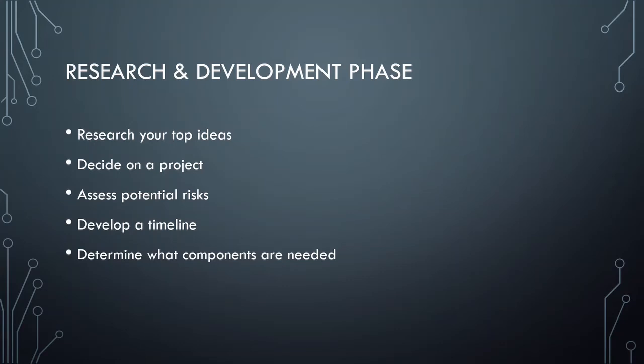This is essentially the second phase of your project. And in this phase, you'll be working on researching the top ideas that you've brainstormed. So in the last phase, you should have picked your top ideas, the top few. So now you're going to dig into those ideas a little bit deeper. You're going to research them. Based on your research, you're going to pick a final idea as your project. And then after you have your project selected, you're going to assess the potential risks, develop a timeline, and determine what components you need for this.